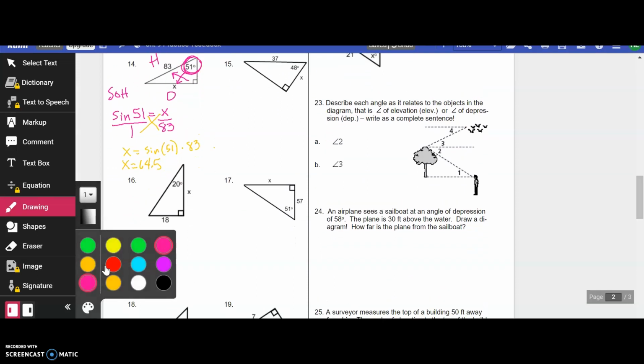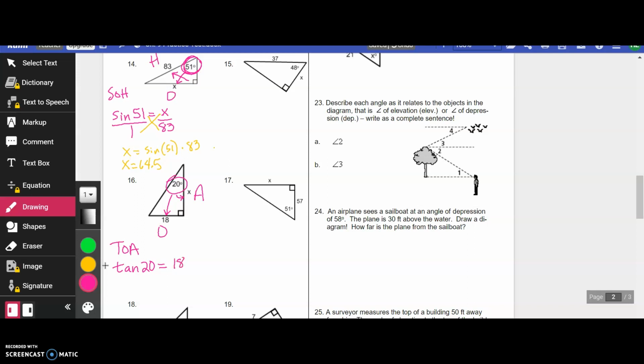All right, so step 1 is to circle the angle. Step 2, label the sides. So that would be the opposite. The x is the adjacent. So I have the O and the A, so that means I'm going to be using TOA. So it'll be tangent 20 degrees equals, I need the O first, so my 18 first and my x second.